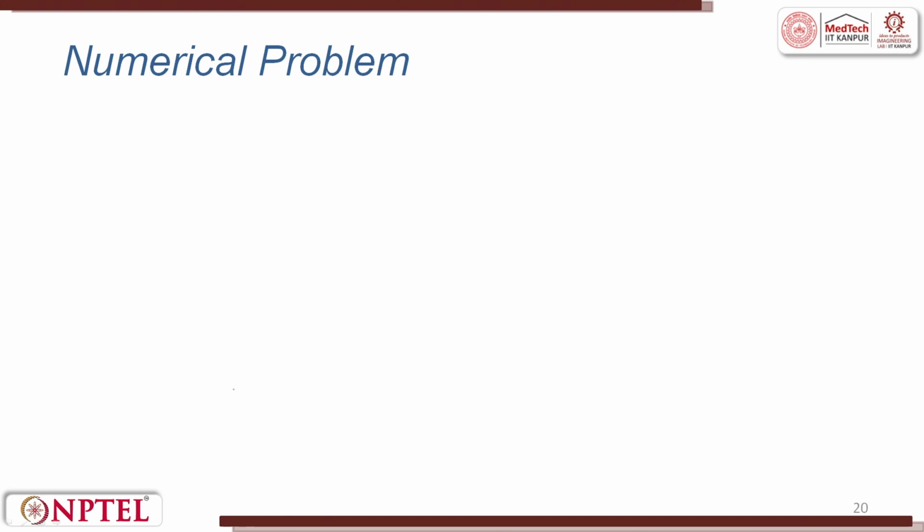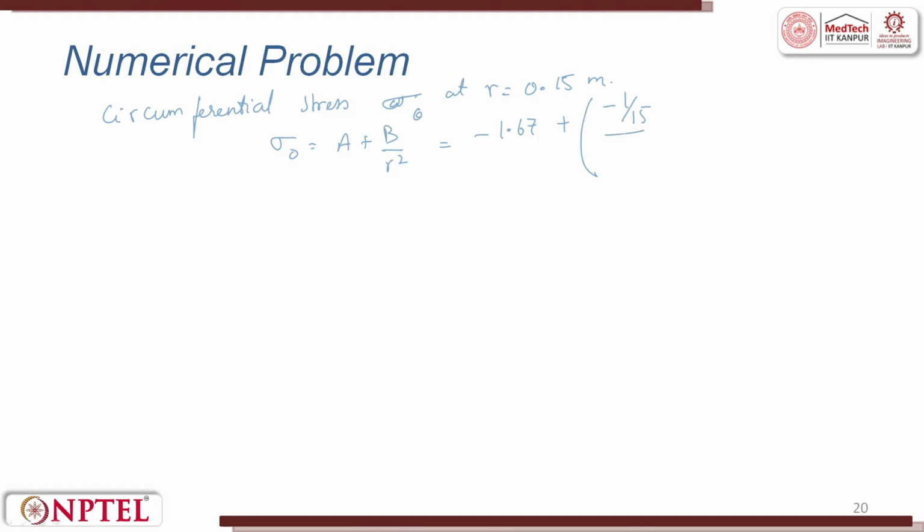Now if you want to find out the circumferential stress for a thick wall cylinder, which is nothing but sigma theta at r equal to 0.15 meters, we have sigma theta equal to A plus B by r square, which is nothing but minus 1.67 plus bracket minus 1 by 15 divided by 0.15 the whole square, which is minus 1.67 minus, because plus into minus is minus, 2.96, which is approximately minus 4.63 MPa.